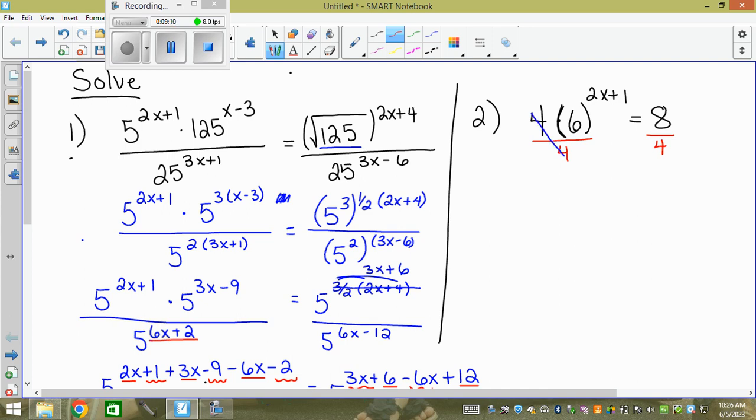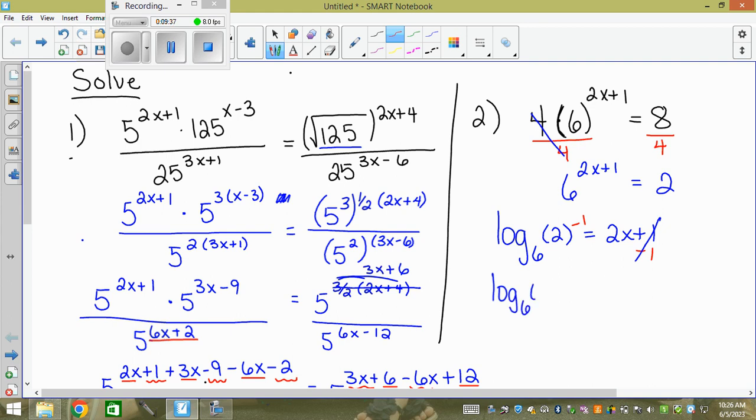So now we have 6 to the 2x plus 1 equals 2. Can I make them a common base? No. Can I convert to a log? Do I have 3 pieces of information? Yes. So the base of my exponent becomes the base of my log. So I get log base 6 of 2 in brackets, equals 2x plus 1. And then I just subtract 1 from the whole log. Log base 6 of 2 minus 1 equals 2x. Divide by 2. x equals this.